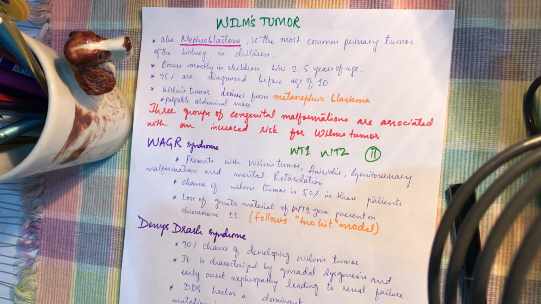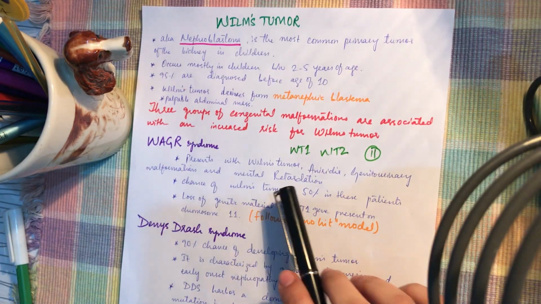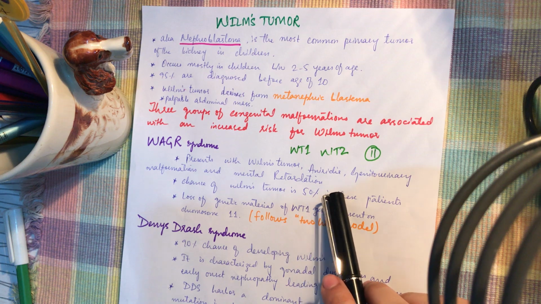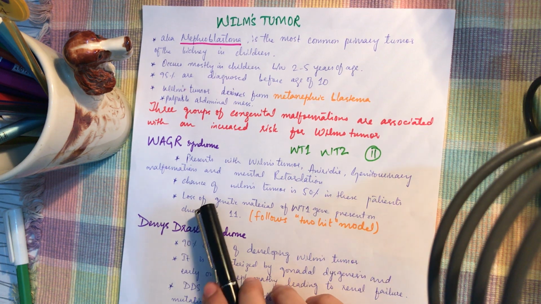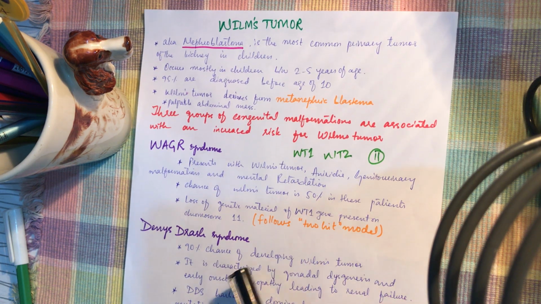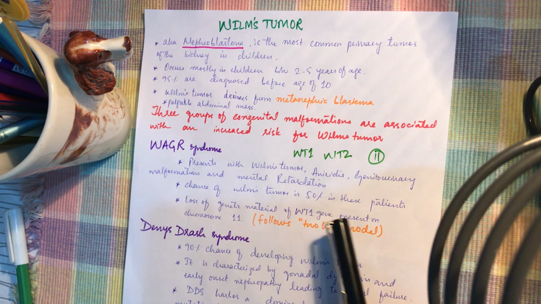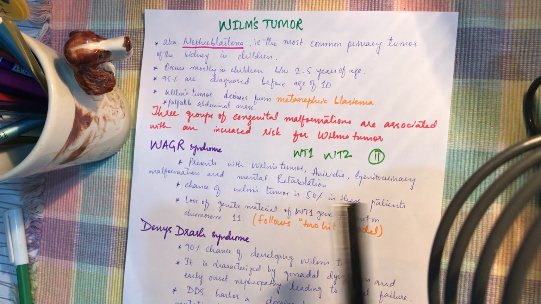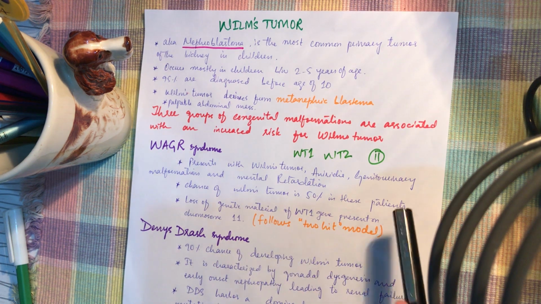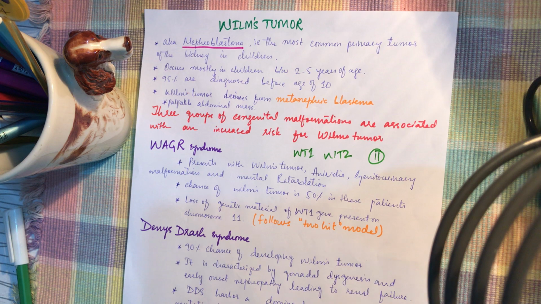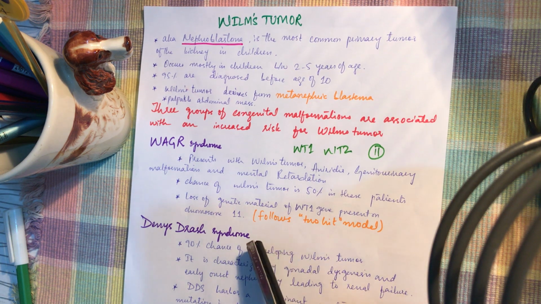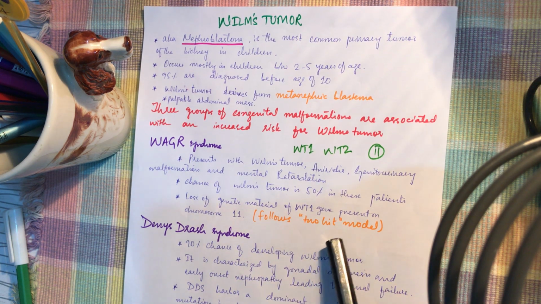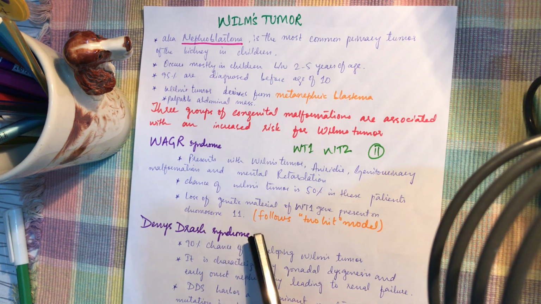Okay, so talking about the WAGR syndrome. The WAGR syndrome presents with the Wilms tumor, aniridia, genitourinary malformations, and the mental retardation. And the chance of Wilms tumor in the WAGR syndrome is 50%. Yes, so the chance of Wilms tumor in this disease is 50%. And how does it occur? There is the loss of genetic material of the WT1 gene that is present on the chromosome 11, and it follows the two-hit model.